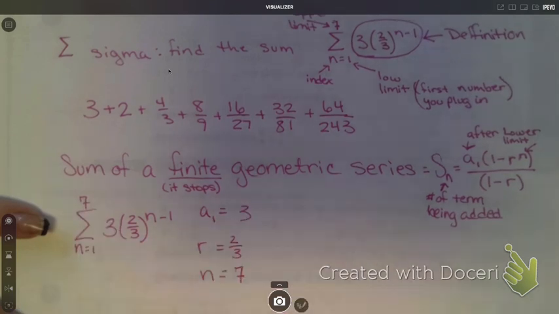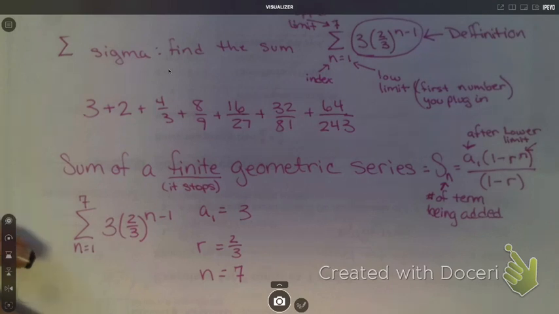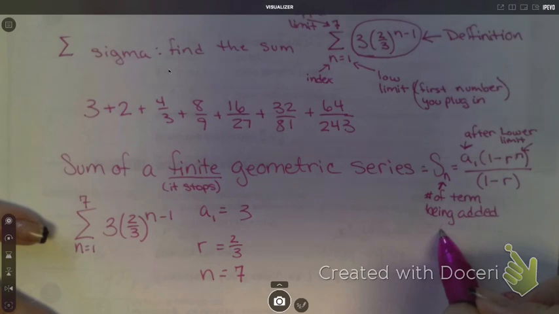Where were you getting your guesses at? Oh, for some reason I thought that the 3 before the 2/3 would be the N. No. N is the number of things being added, okay? So I need to put it in here.